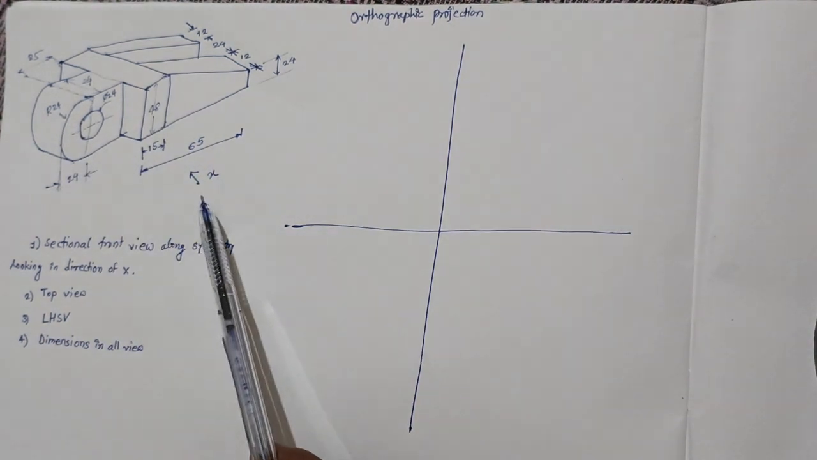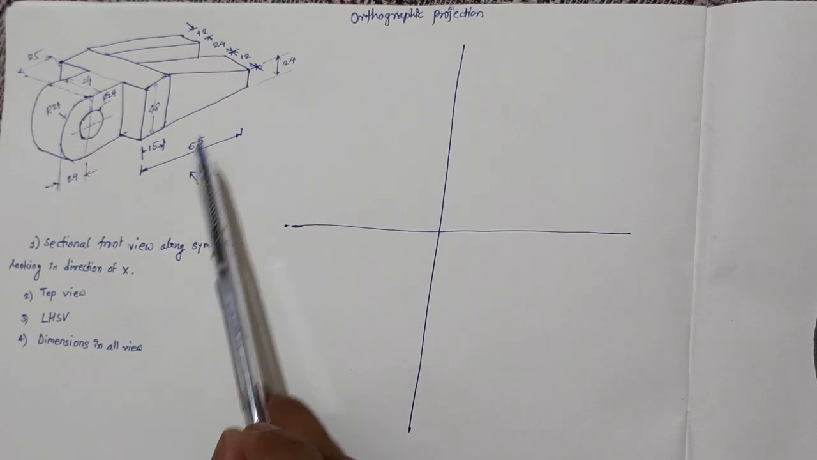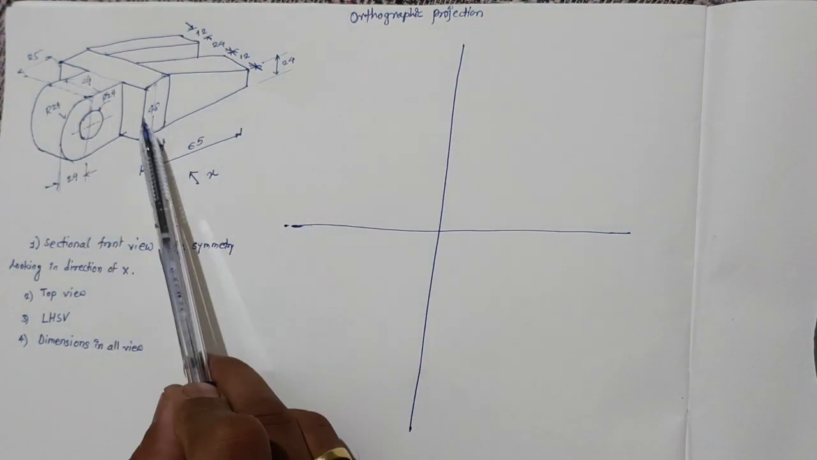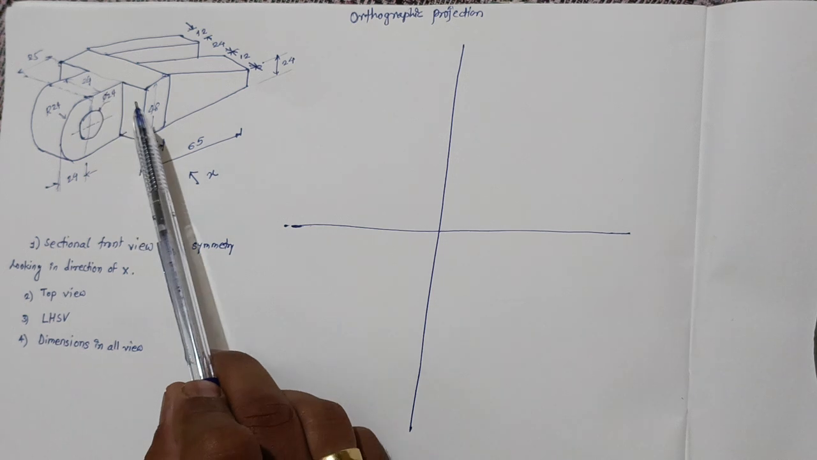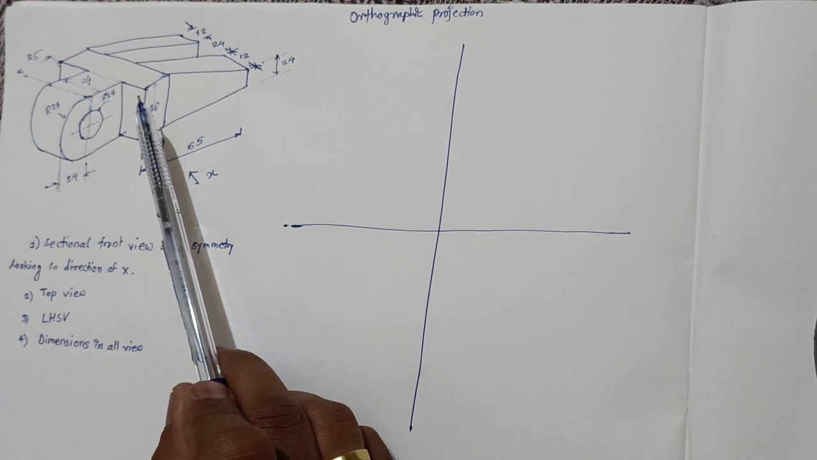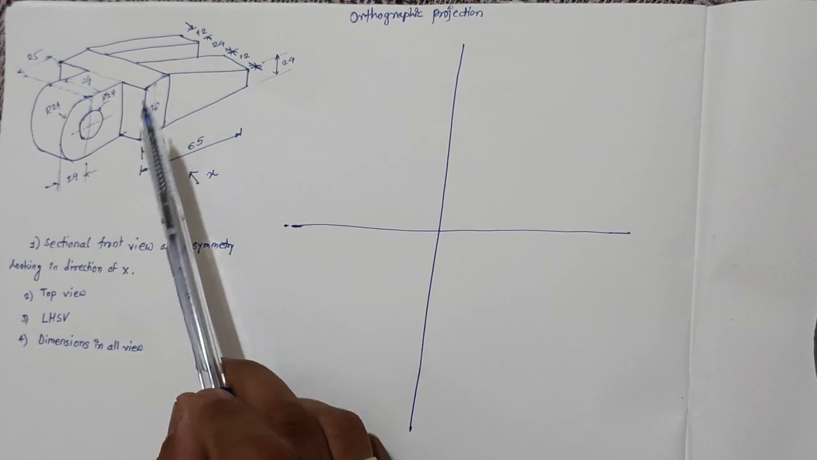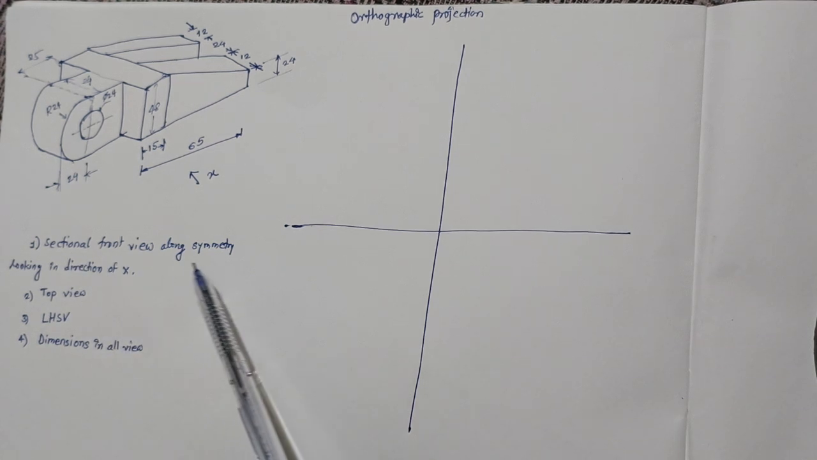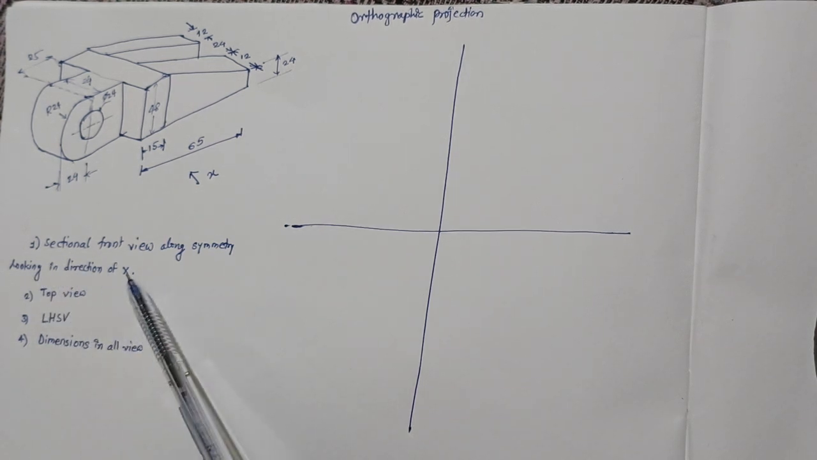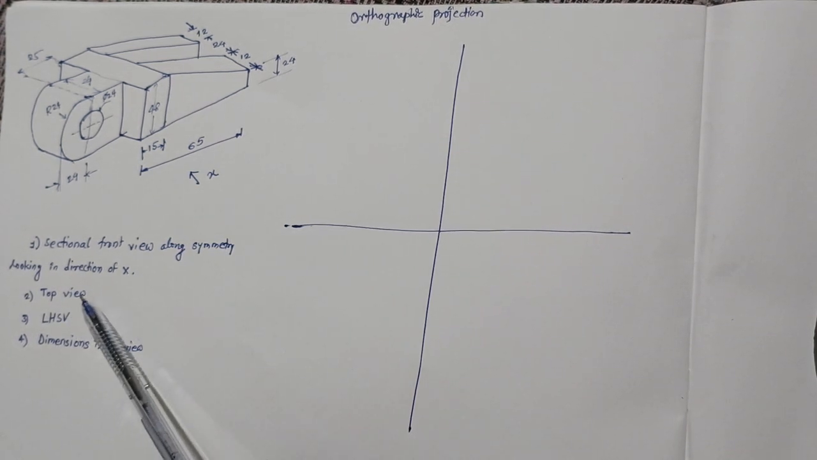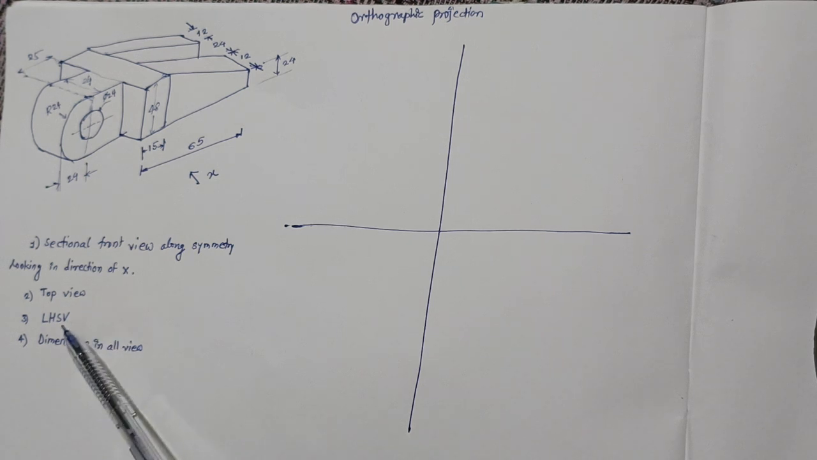Here, this is the x direction of viewing, and this is the isometric or pictorial drawing from which we are supposed to visualize its sectional front view along the symmetry, looking in the direction of x. Then we have to draw the top view and then the left hand side view, LHSV, and in all views we have to indicate the dimensions.